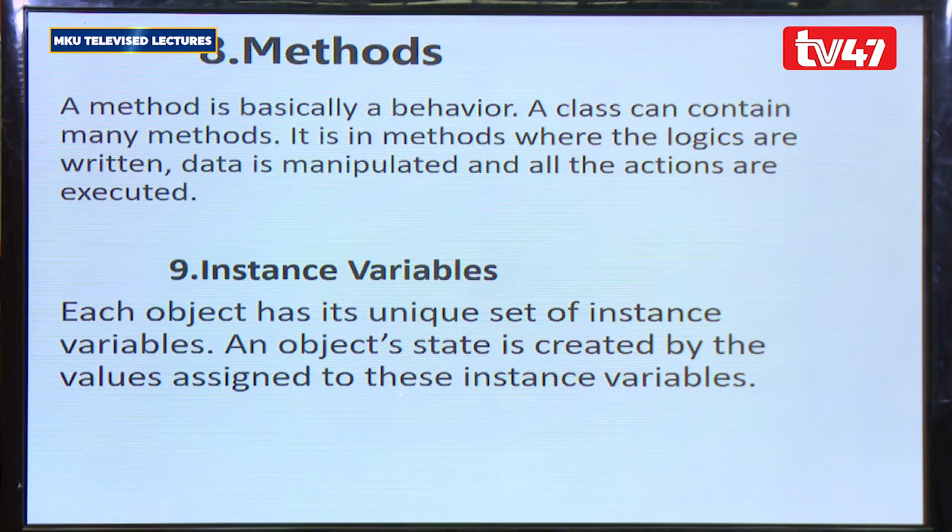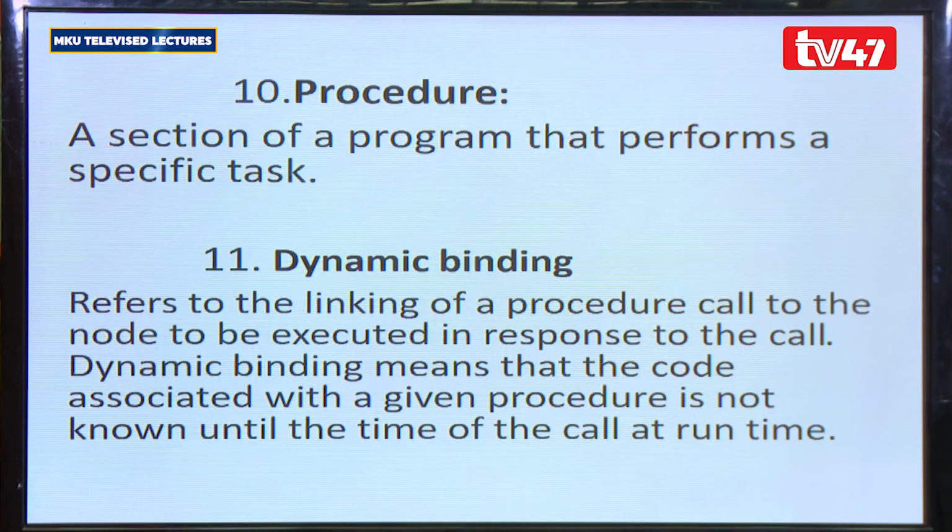Another key concept of object-oriented programming is what we are calling instance variable. Each object has its unique set of instance variables. An object's state is created by the values assigned to these instance variables. Another key concept of object-oriented programming is a procedure. We can say that a section of a program that performs a specific task is simply a procedure.